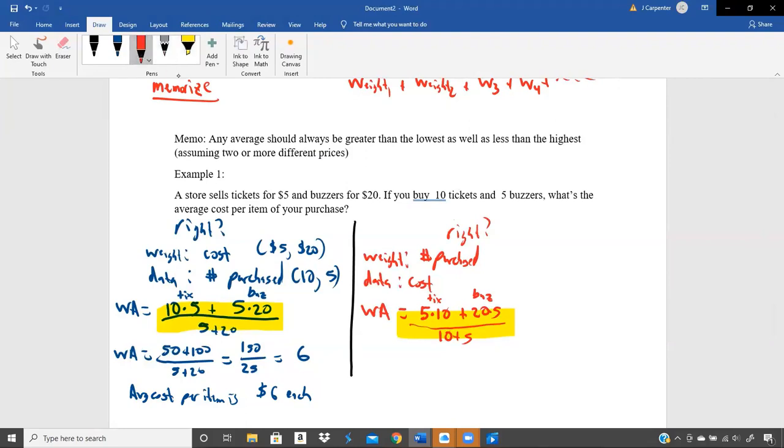All right, so now we'll finish the red. So the 5 times 10 and the 20 times 5, those are both 50 and 100. No surprise, as we just mentioned. But the bottom is 10 plus 5, which is 15. 50 plus 100 is still 150. Again, the top is the same. And then the bottom is 15. And 150 divided by 15 is 10. So this process says that the average cost per item is $10 each.